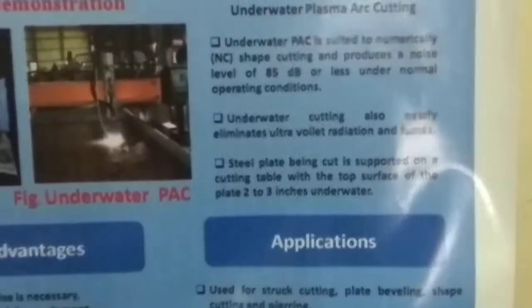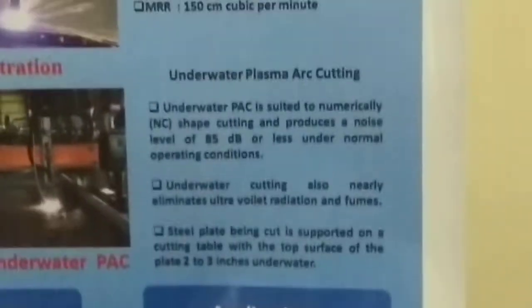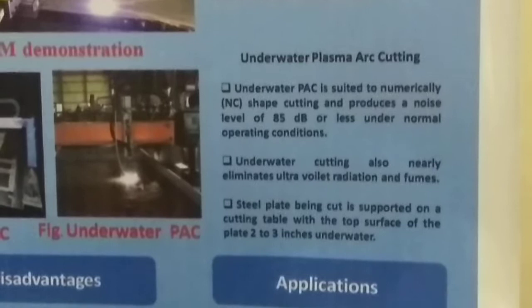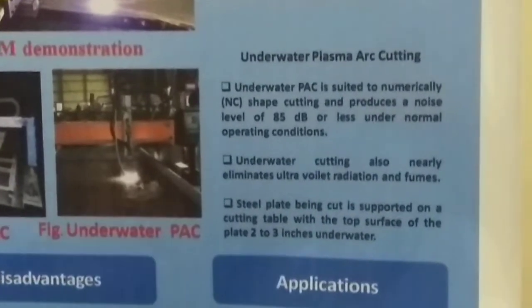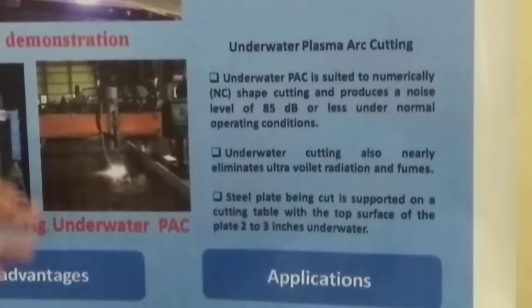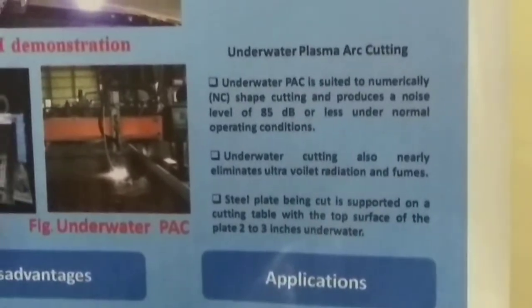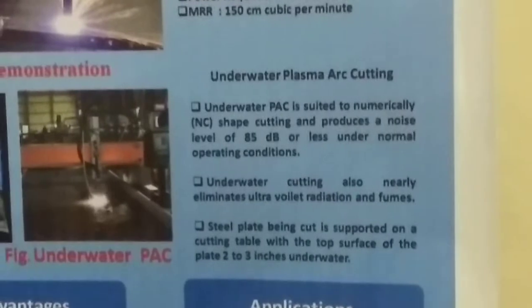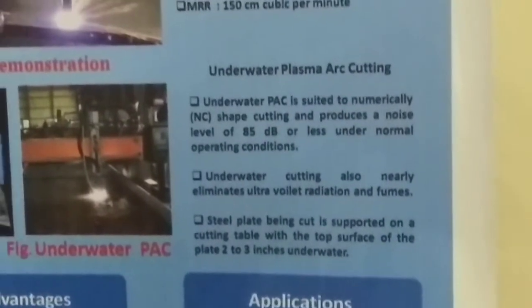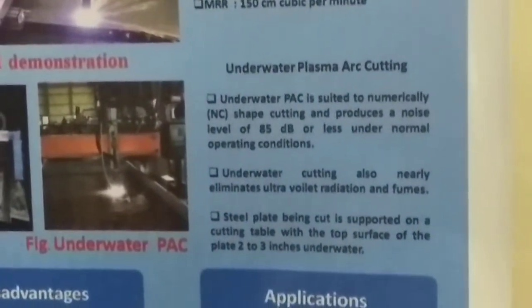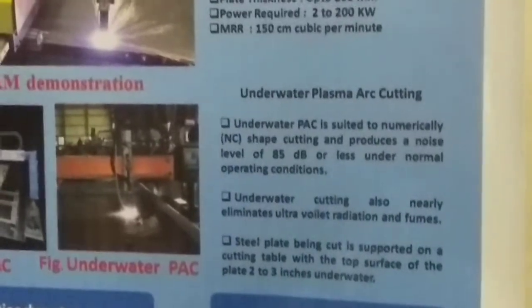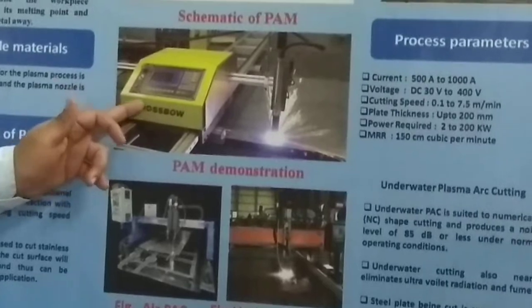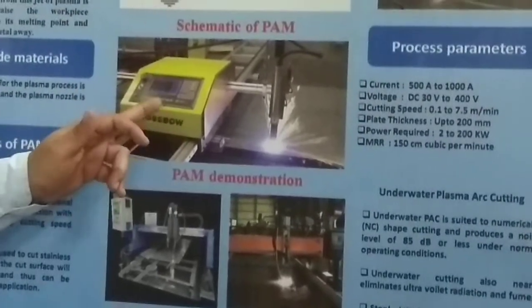In underwater plasma arc cutting, the process is suited to numerically controlled shape cutting and produces a noise level of 85 dB or less under normal operating conditions. Underwater cutting also nearly eliminates ultraviolet radiation and fumes. The steel plate being cut is supported on a cutting table with the top surface of the plate 2 to 3 inches underwater. This is the plasma arc machining demonstration. Normally in the workshop, the machine looks like this.